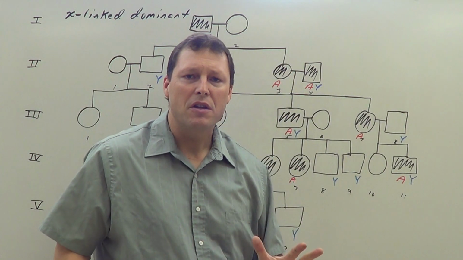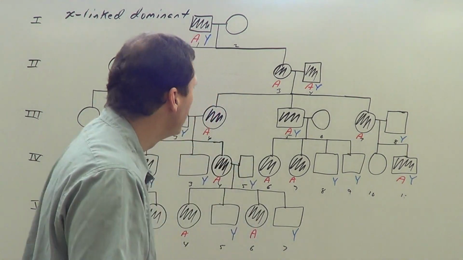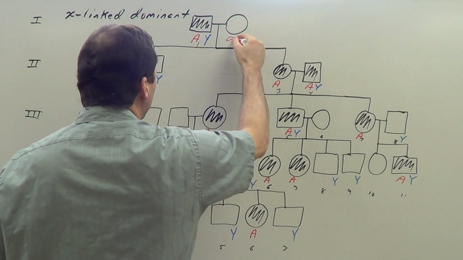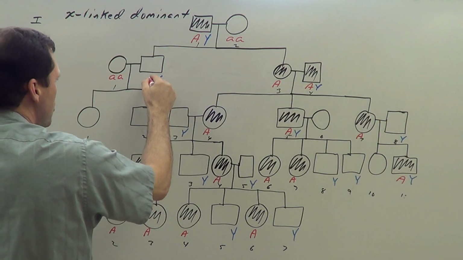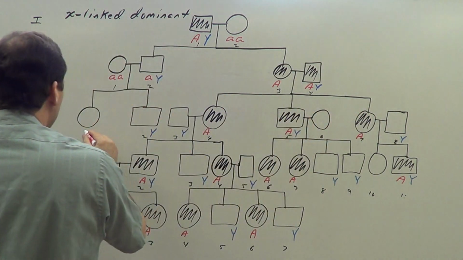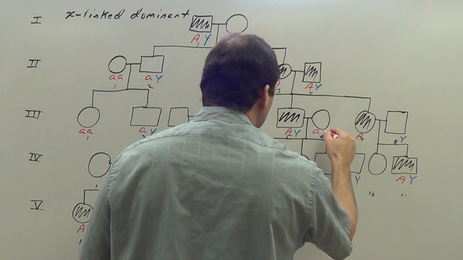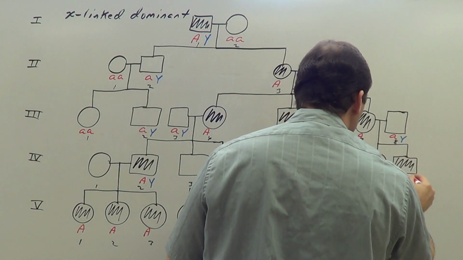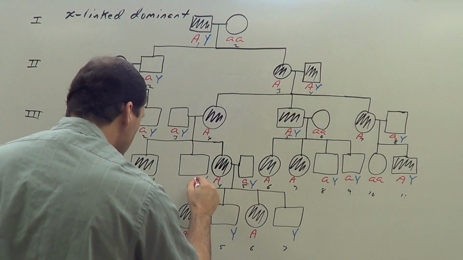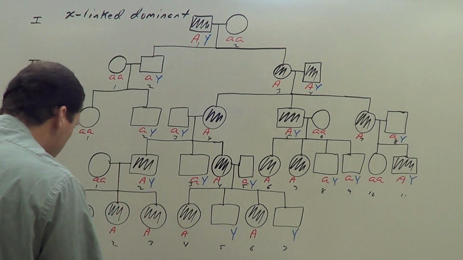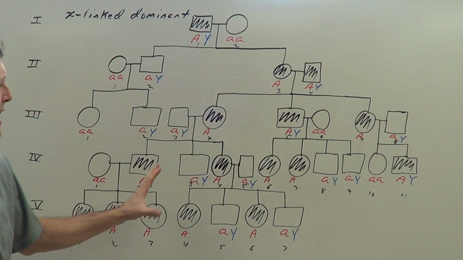And then all unaffected individuals are going to have two lowercase a's if they're a female, one lowercase a if they're a male. Remember, males only have one X chromosome, so one lowercase a. Two lowercase a's because it's a female. Now, that's the given information.